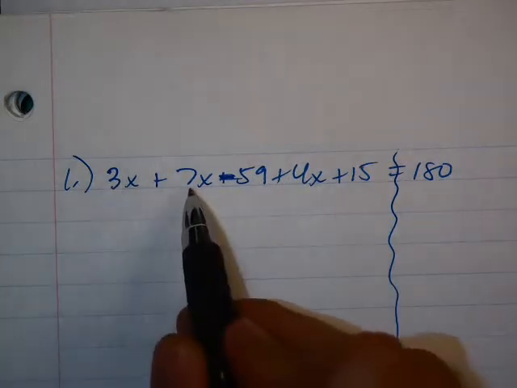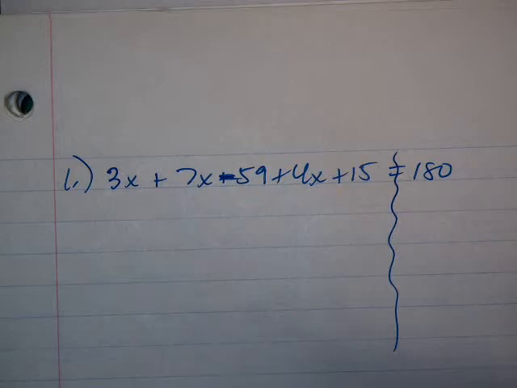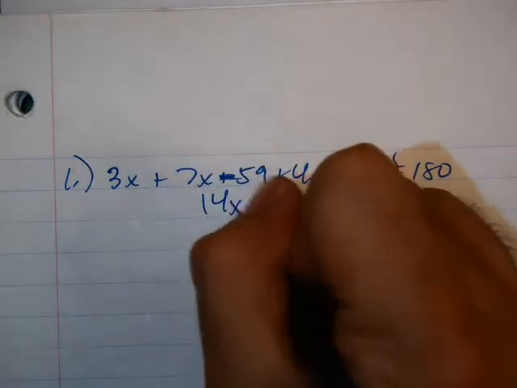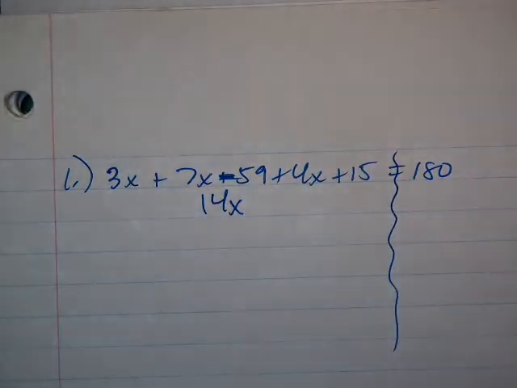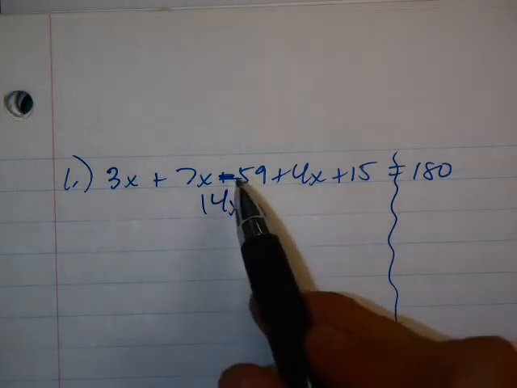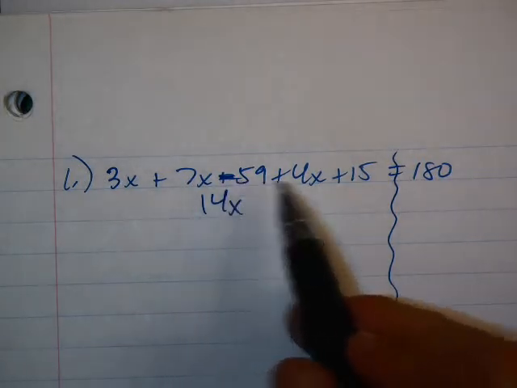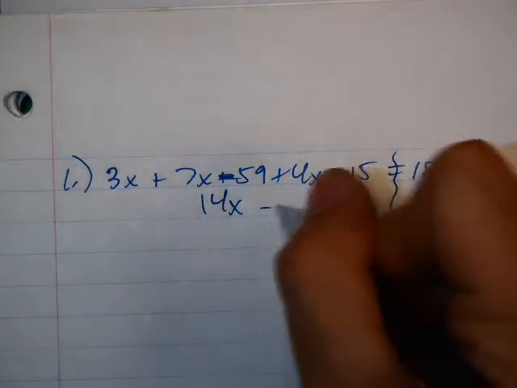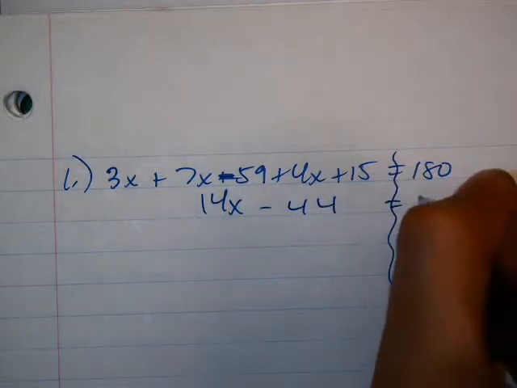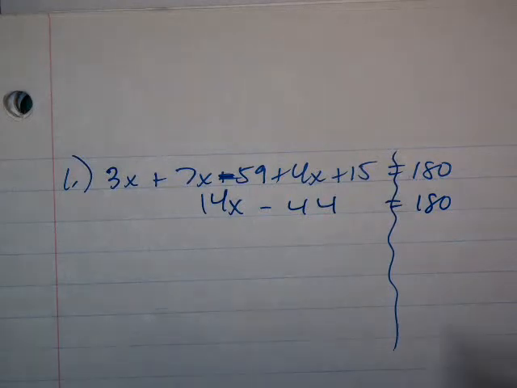So 3x plus 7x plus 4x gives me 14x. I'm combining all those x's in one step. Then I've got this minus 59, I'm going to treat it like a negative. Negative 59 plus 15 gives me negative 44 equals 180.